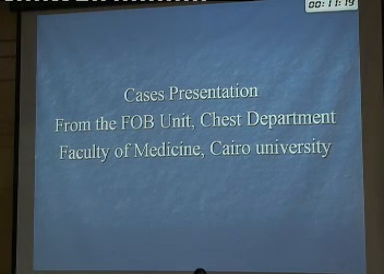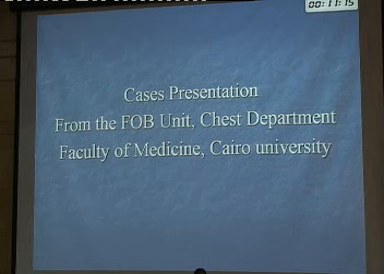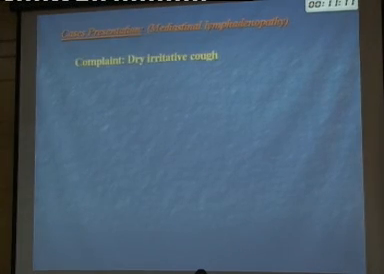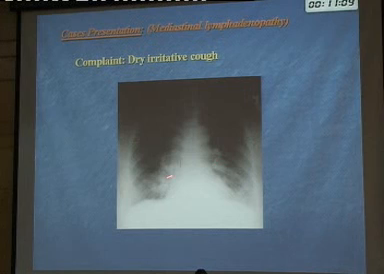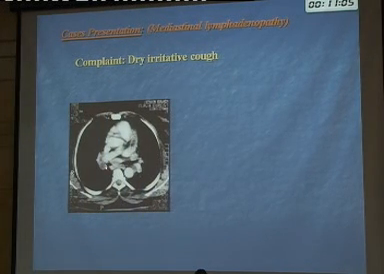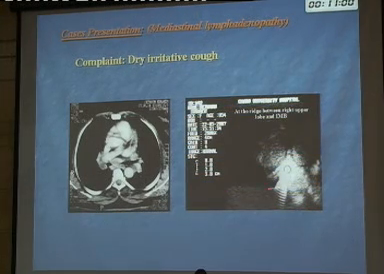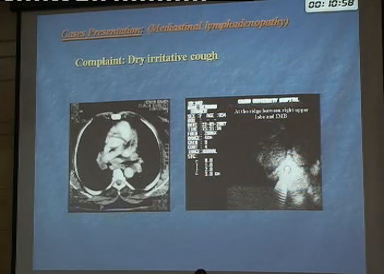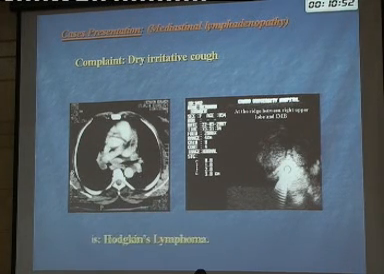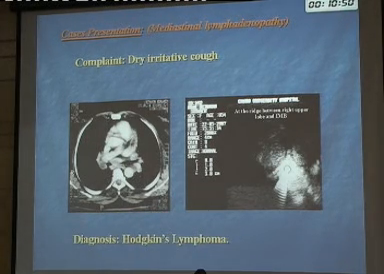This is a case presentation from our department, the fiber optic bronchoscope unit, chest department, Cairo University. The first case presented with dry irritative cough. Chest X-ray revealed bilateral hilar shadow. CT chest showed bilateral hilar and subcarinal lymph node enlargement. EBUS by direct contact technique at the ridge between the right upper lobe and the intermediate bronchus reveals two enlarged lymph nodes, and the EBUS-guided TBNA revealed Hodgkin lymphoma.